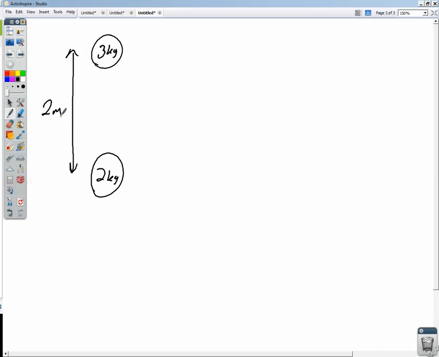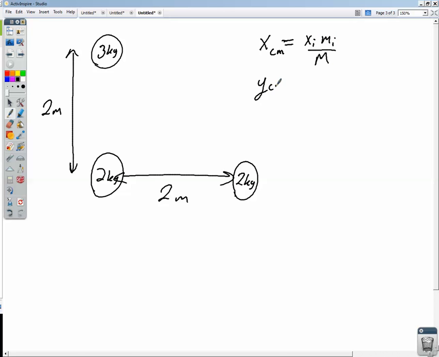And let's have another corner of the square over here with a mass of 2 kilograms. And let's say these guys are separated by 2 meters as well. And we want to find the center of mass of the system. Now, x center of mass is again equal to all the x_i times m_i, those individuals, divided by the total mass. We can say the exact same thing for the y coordinate of the center of mass. It's all of the individual y's, the distances, times the individual masses divided by the total mass. Okay, so first you're going to find the x center of mass, then you're going to find the y center of mass, and you can pinpoint the coordinates.